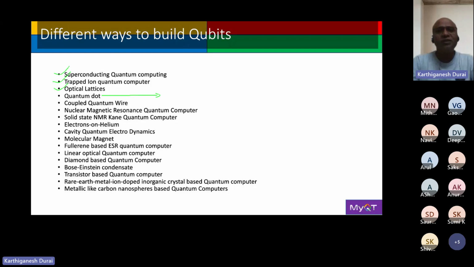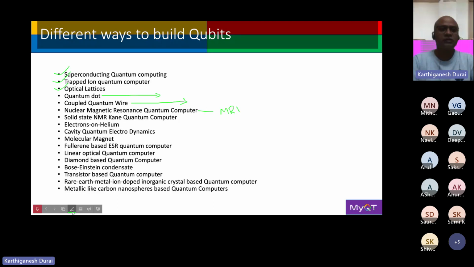Coupled quantum wire is a nanotechnology based on the carbon nanowire method, where we can build a qubit using a transistor. Then NMR, nuclear magnetic resonance. Remember the medical MRI scan, which is used to scan the brain and to find brain-related diseases. The same technology is used to build NMR.